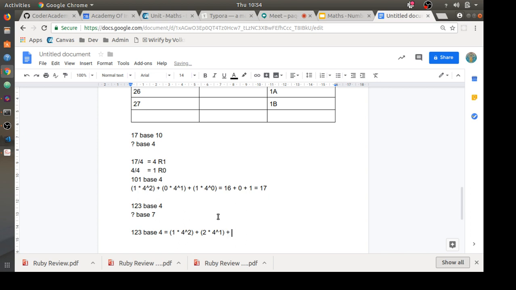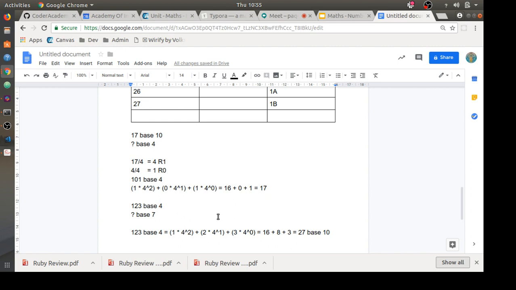4 to the power of 1, plus 3 times 3 to the power of 0, which is just 1. So that's the same thing as 1 times 4 squared, which is 16, plus 8 plus 3, which is 27. And that's base 10, yeah? And then we can go from 27 base 10 to base 7. So how do we do that?